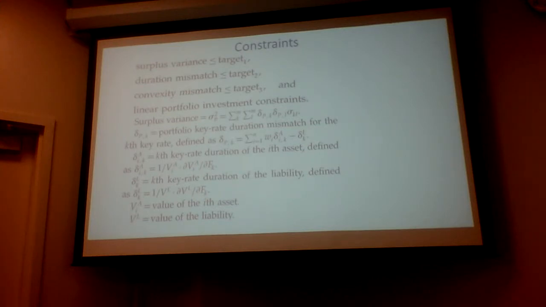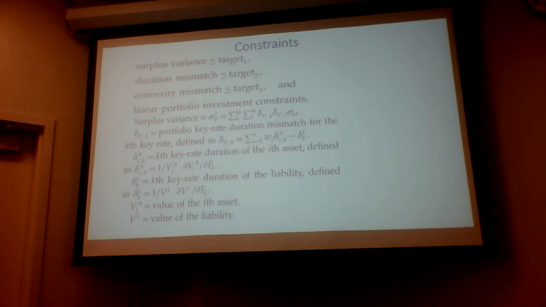The team formulated the portfolio optimization model using the variance of economic surplus as a measure of total risk. The economic surplus is the difference between the market values of assets and liabilities. This model is similar to the well-known Markowitz model, but with added constraints to match the duration and convexity of the assets and liabilities within an acceptable tolerance.